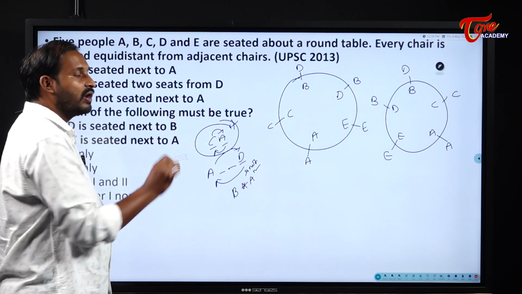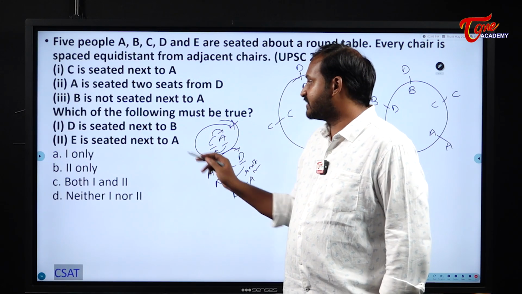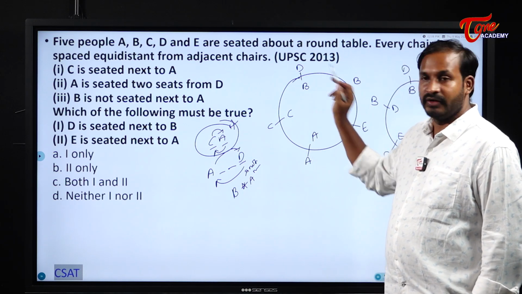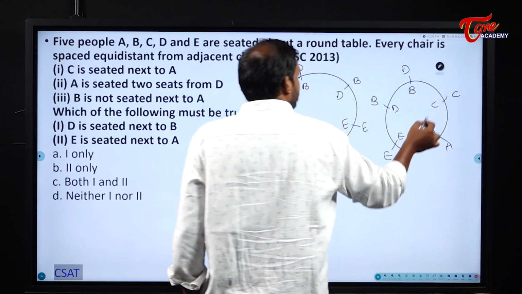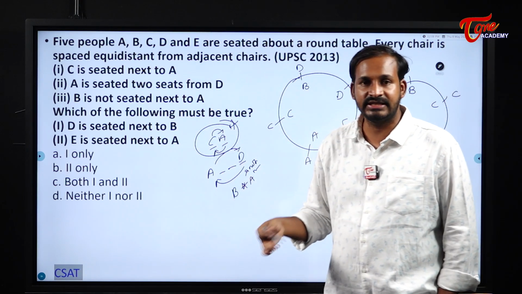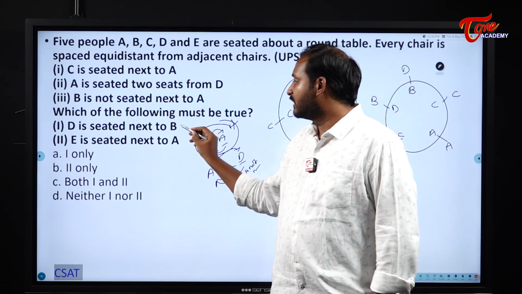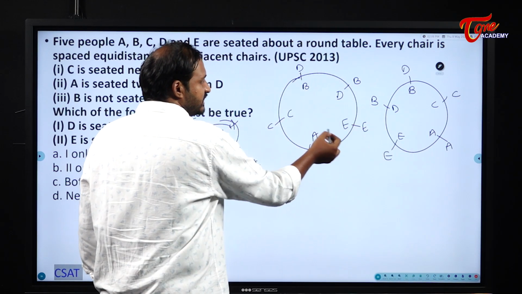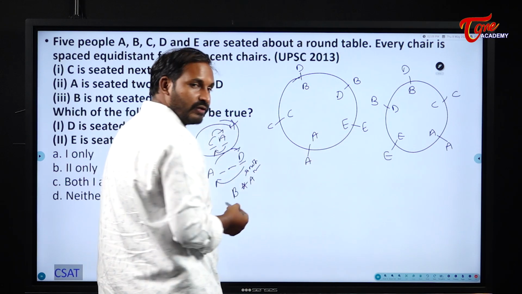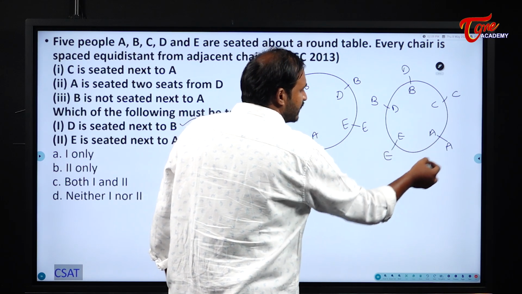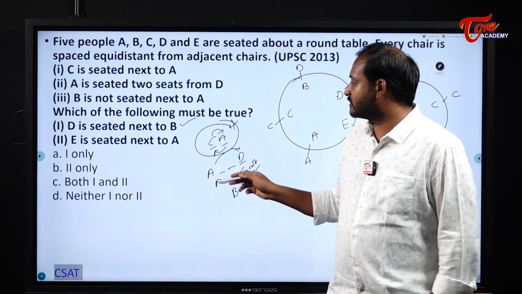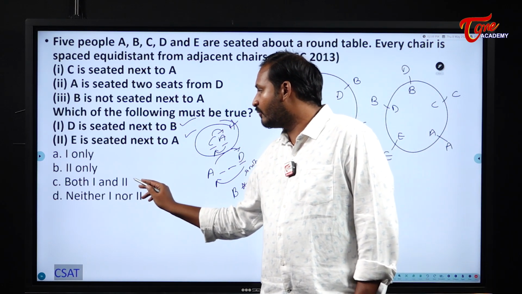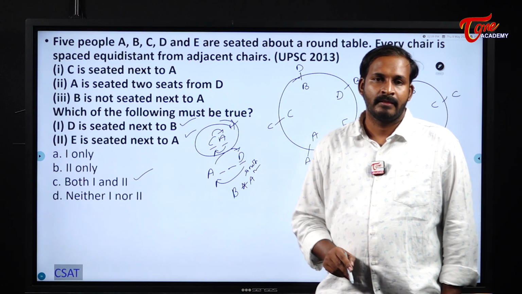Now, come to which of the following must be true? First one, D is seated next to B. See here, D is seated next to B in inward case and in outward case. Here also D is seated next to B in inward case as well as outward case. So, in all the cases, D is seated definitely next to B. That is correct. Next, E is seated next to A. In this case, E is seated next to A, yes. In inward also, outward also it is seated. Here also E is seated next to A. That means this one is also correct. So, always D will be seated next to B and E will be seated next to A. So, both 1 and 2 are correct.